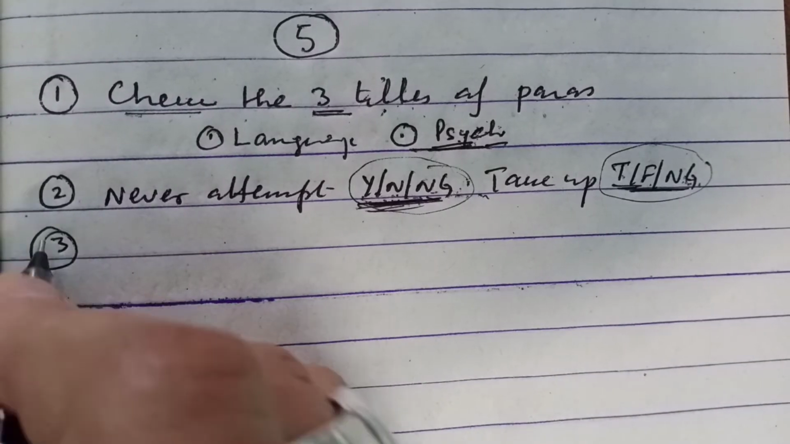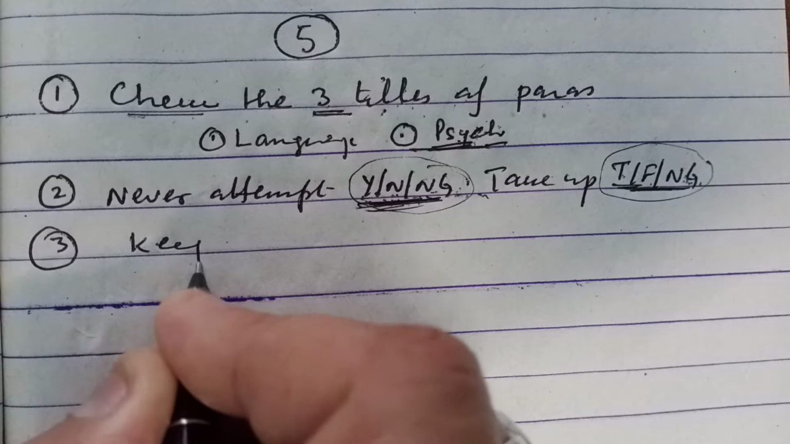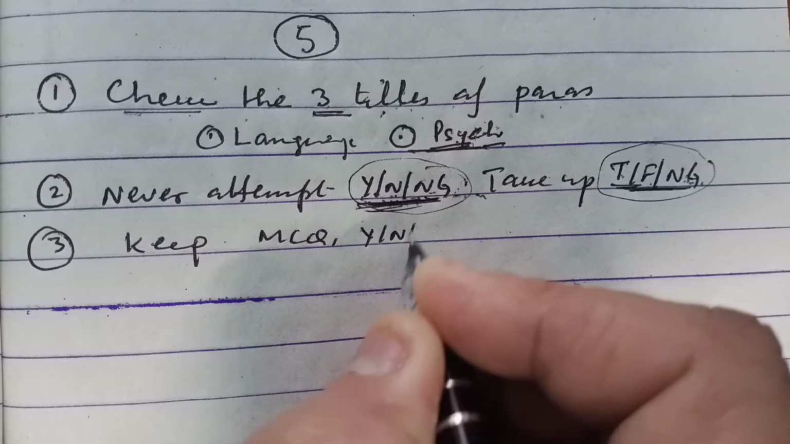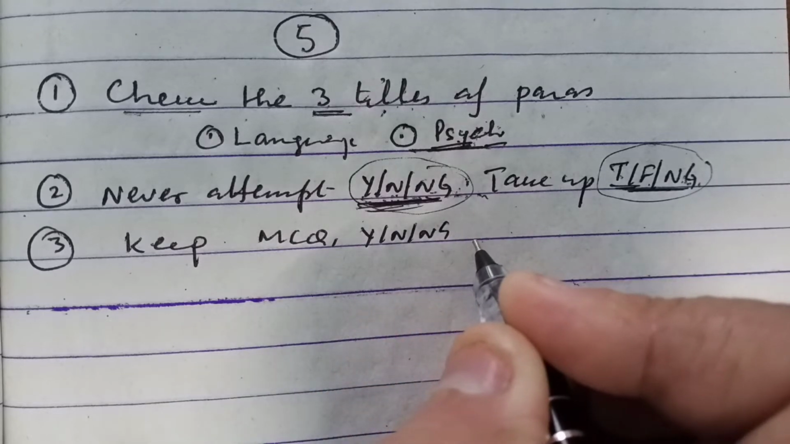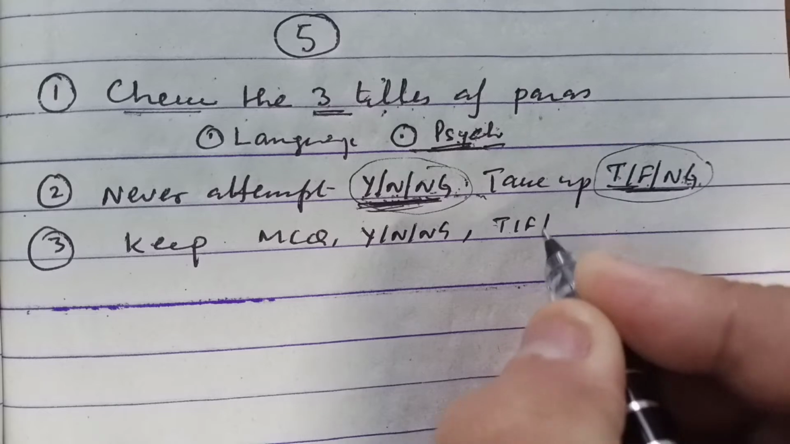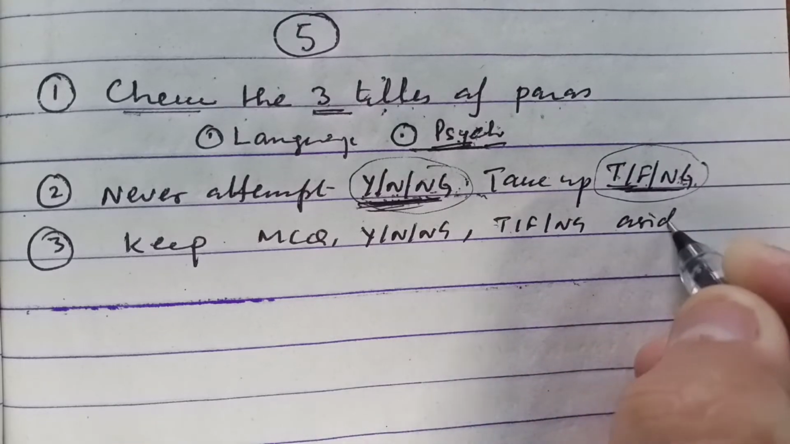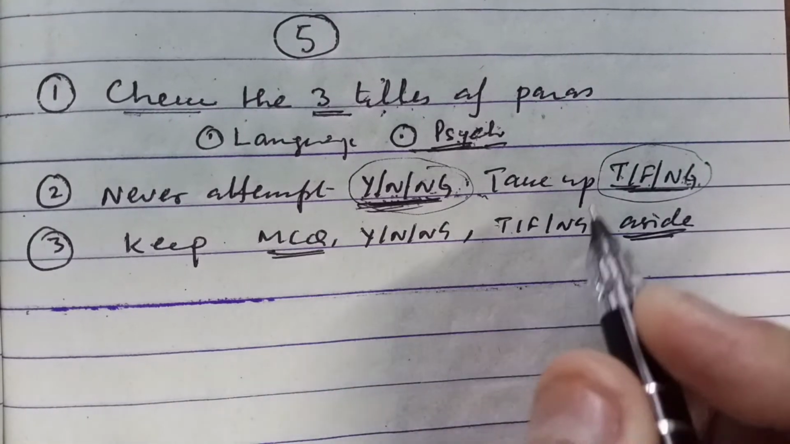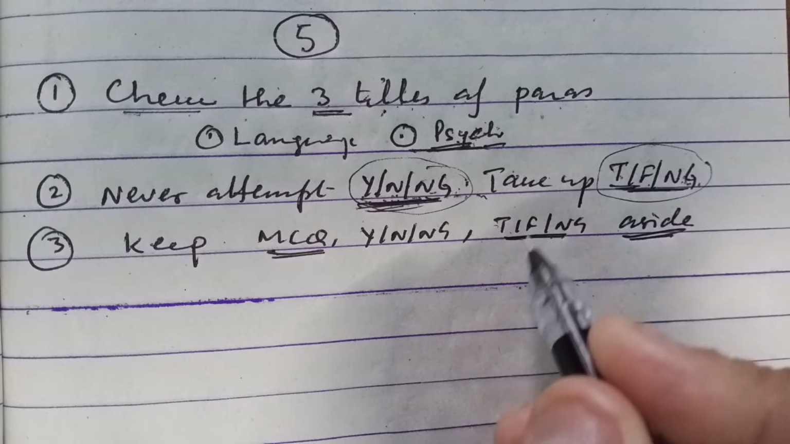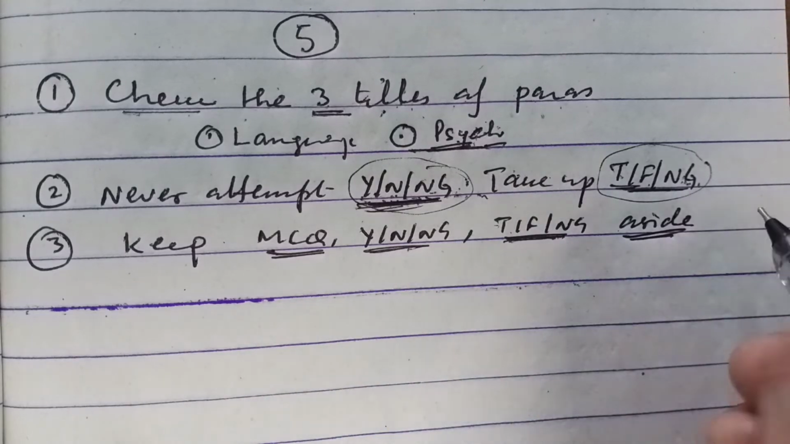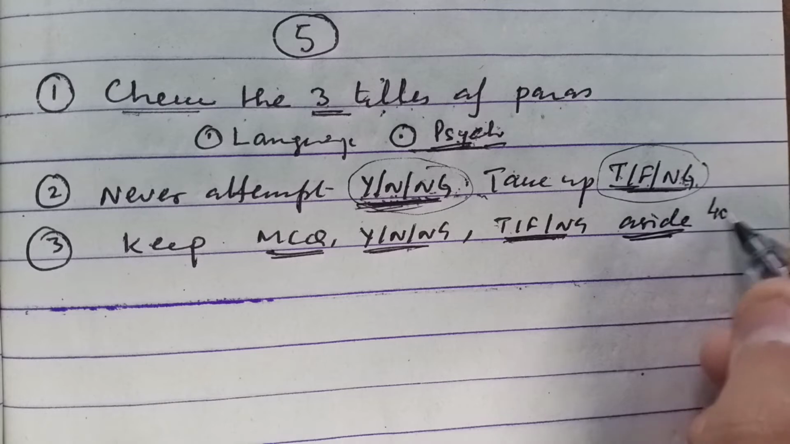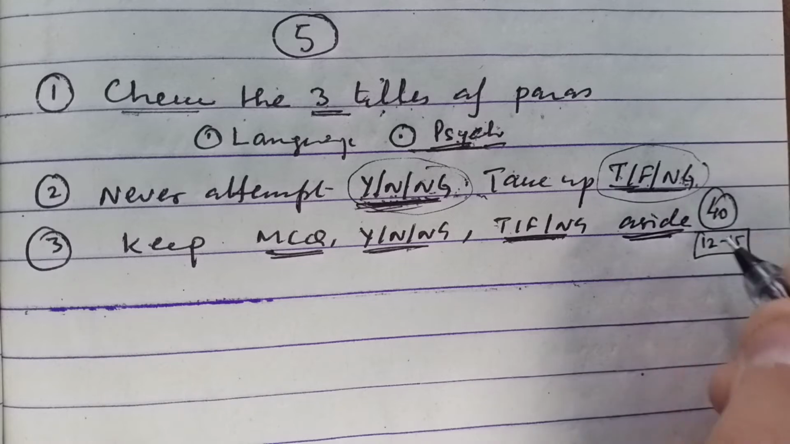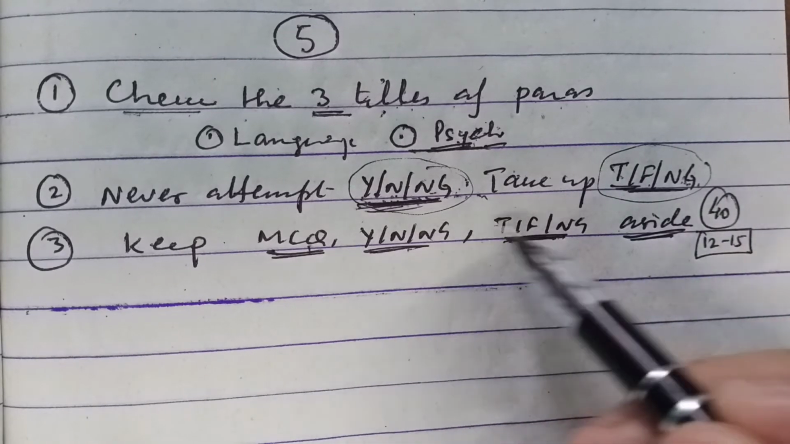Now what is the third strategy? The third strategy is to keep MCQs, yes, no, not given, and true, false, not given aside. Aside means let them hold. MCQs can be held for the time being. True, false, though I said it is easy, we can still hold it. Yes, no. Why do I say this? Because you have only 40 questions in your exam, and there are chances that between 12 to 15 will be questions related to MCQs, yes, no, and not given.